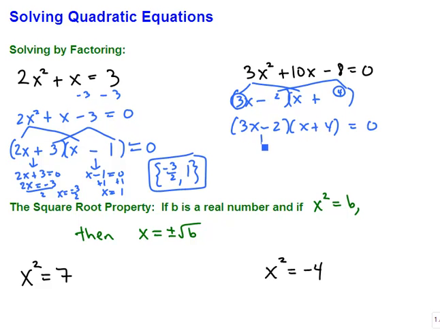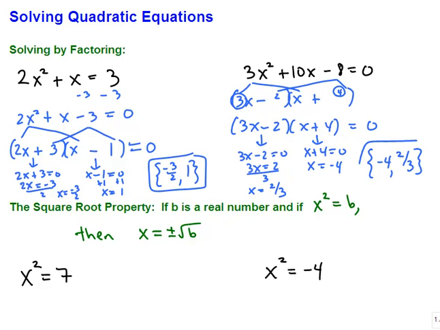Setting each of those to 0, we get 3x minus 2 equals 0. Add 2 to the other side, divide by 3. So one solution is 2/3. For the other factor, if we set it to 0, we'll get negative 4. So our 2 solutions are negative 4 and positive 2/3.